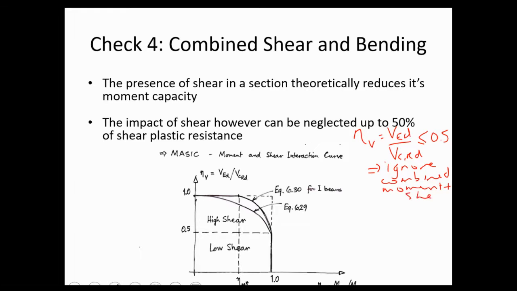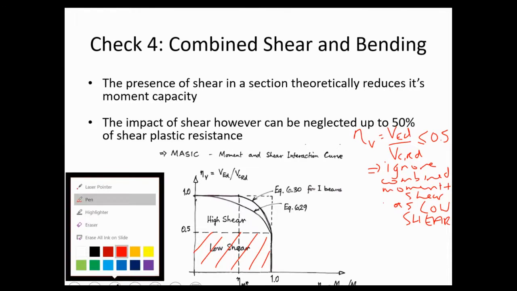So that's really the main check that we do. If it is less than 0.5, we can ignore the combined moment and shear. If it's not, then we have to. As it's low shear, we call it low shear once it's less than 0.5. So we have low shear, which is basically in this area here. That's the low shear in there.